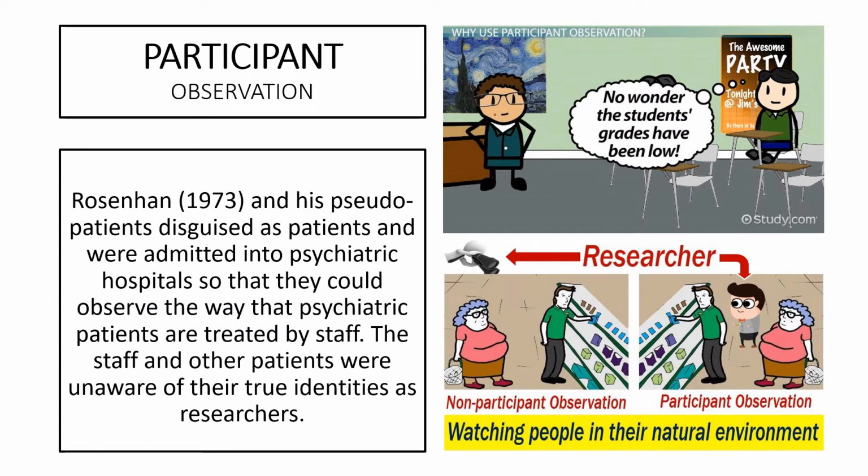In a classic disguised participant observation, Rosenhan and his team disguised themselves as patients and were admitted to several psychiatric hospitals so that they could observe how the staff behaved with the patients. None of the staff nor the other patients were aware of their true identity, which allowed Rosenhan and his team to collect accurate empirical data on the real-life occurrences within the hospital setups.